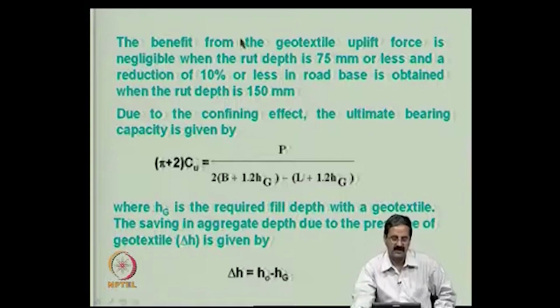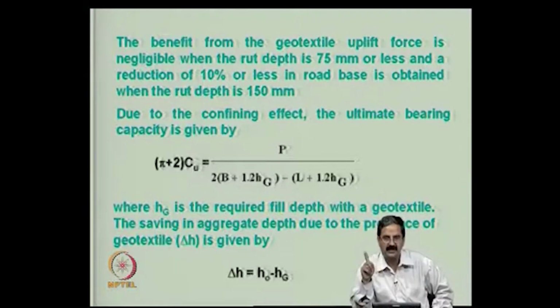So, what I say is that whatever is this total thing with the geotextile, now I have an Hg because of the geotextile, that is equal to P divided by the same thing, and I equate it to pi plus 2 Cu. In the previous time, I just equated it to pi Cu only, because then I assumed that there is no geosynthetic.